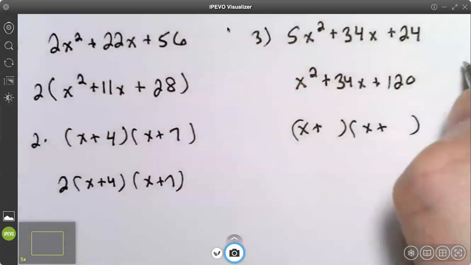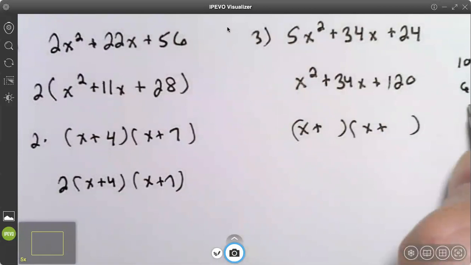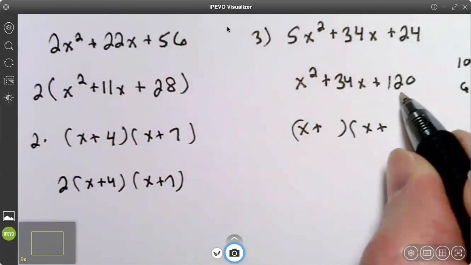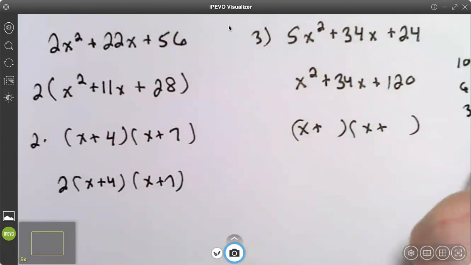I'll start with 10 times 12. That gives me 22. 6 times 20 gives me 26. 2 times 60, no. 3 times 40. Let me think about this. Three times 40 is 120, but that's 43. Let's just go through them. 4 times 30. There it is. 4 times 30 is 120, and they add together to give you 34. So 4 and 30.